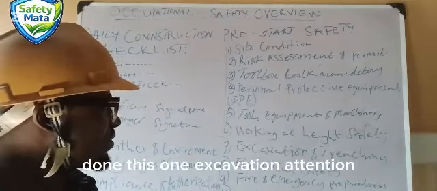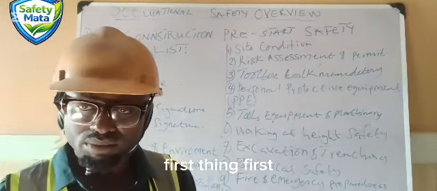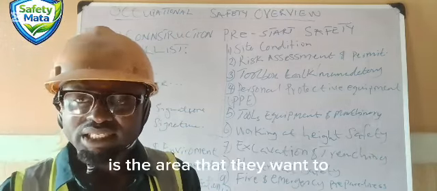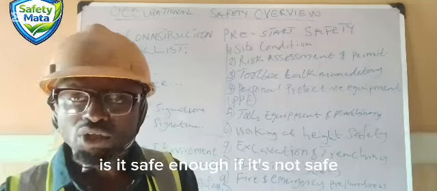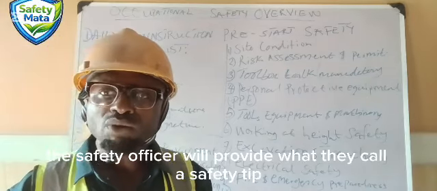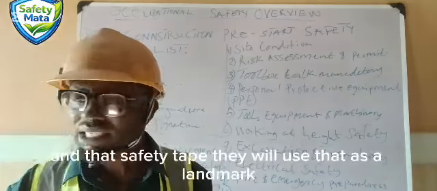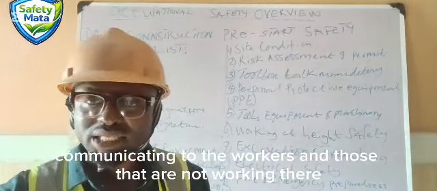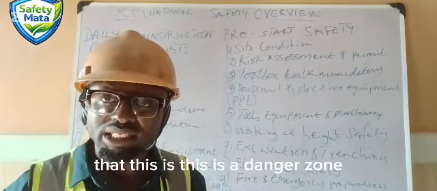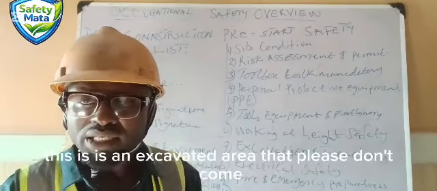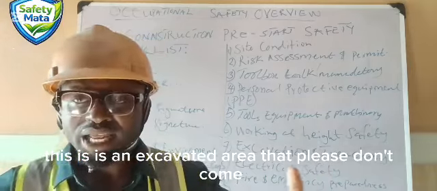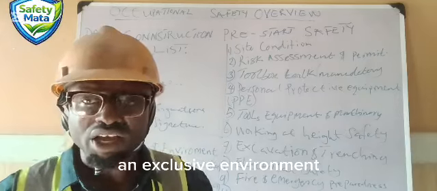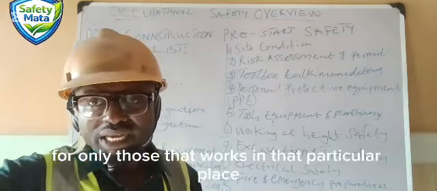Then the next one, excavation and trenching. First thing first, the safety officer needs to verify the area they want to excavate. Is it safe enough? If it's not safe, the safety officer will provide what they call a safety tape. They will use that safety tape as a landmark, communicating to the workers and those who are not working there that this is a danger zone. This is an excavated area, please don't come, so that they will be aware it is an exclusive environment for only those who work in that particular place.